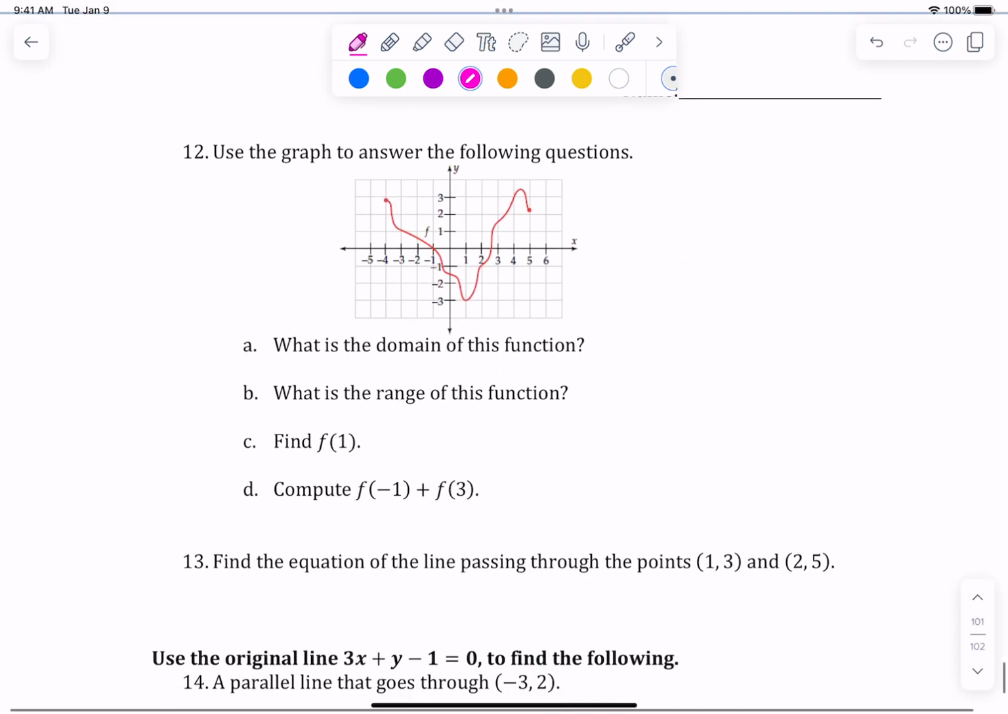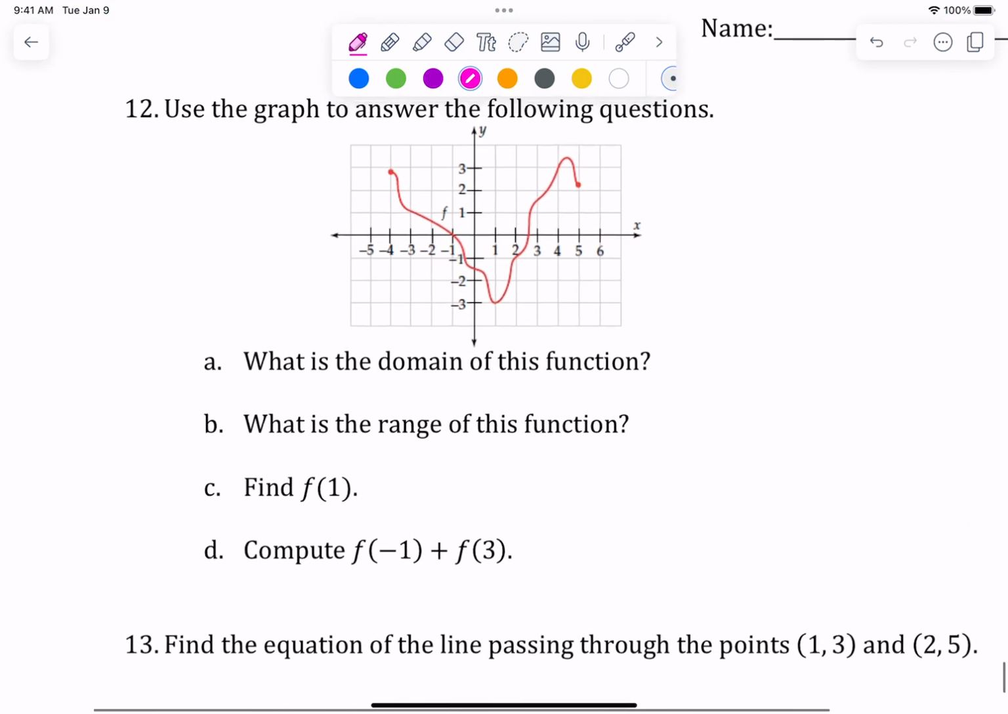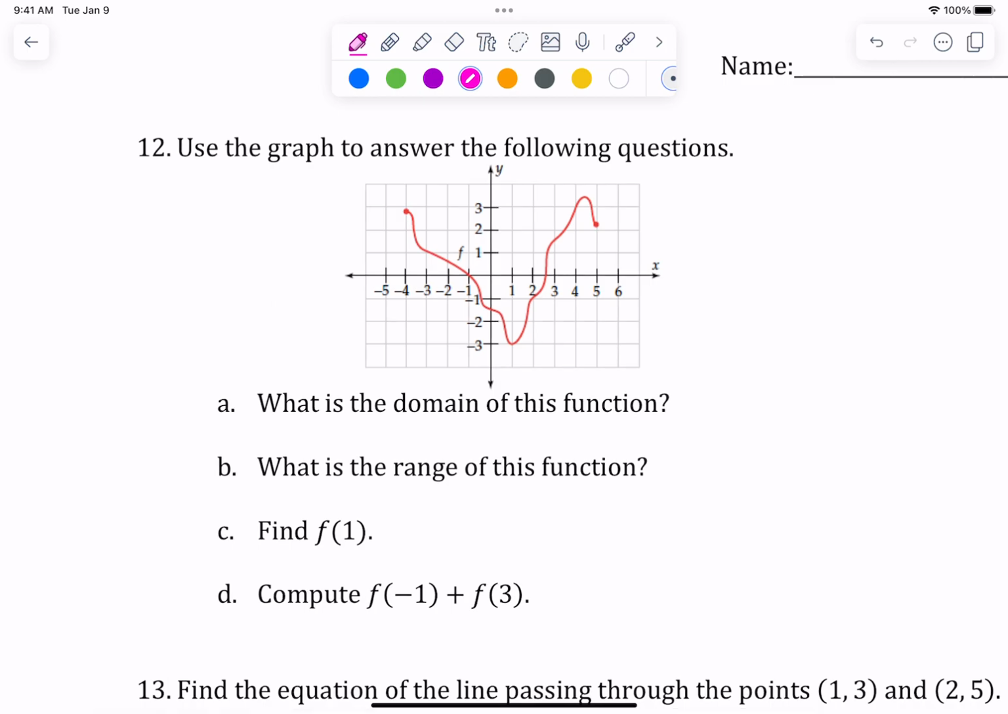Okay, how about number 12? You try 12. Go for it. Domain, range. Domain is x and x is left and right. Range is up and down. Then find f of 1 and find f of negative 1 plus f of 3. Domain is x's, left and right. Range is y, up and down. How far left and how far right does it go? How far up, how far down does it go?